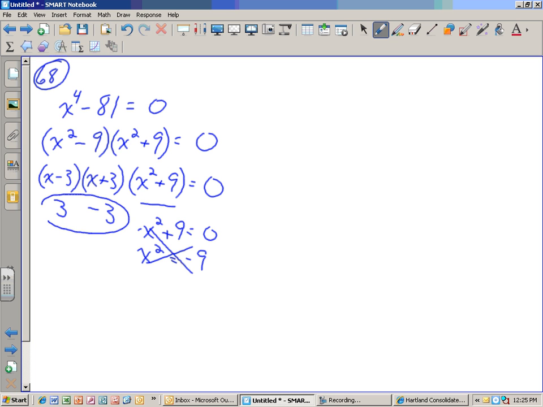So the only real solutions are 3 and negative 3, and those are the two places where it crosses the x-axis. All right? That was actually problem number 66.